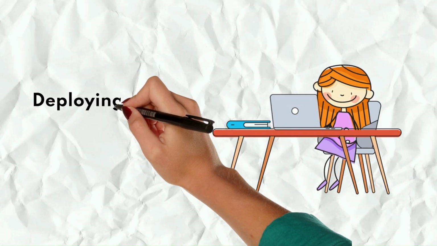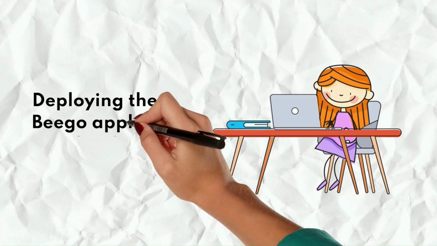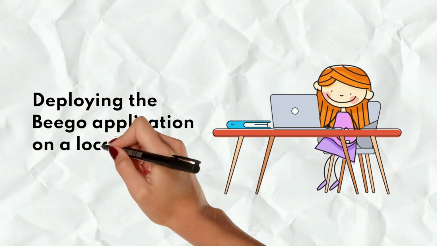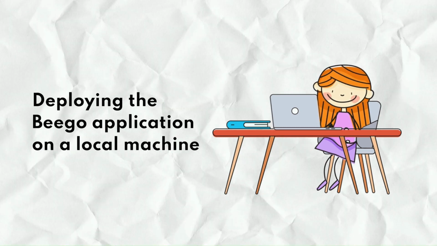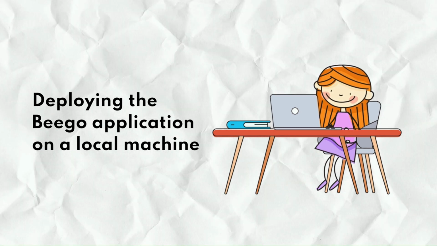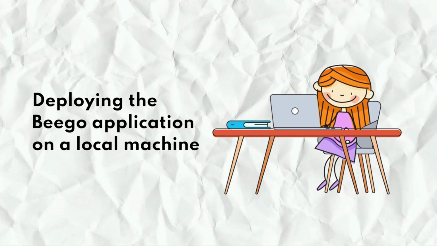Once the application development is over, we have to deploy it, to make it available for use by the end users, which can be done either locally or remotely. In this section, we will learn how we can deploy our Beego application on a local machine.